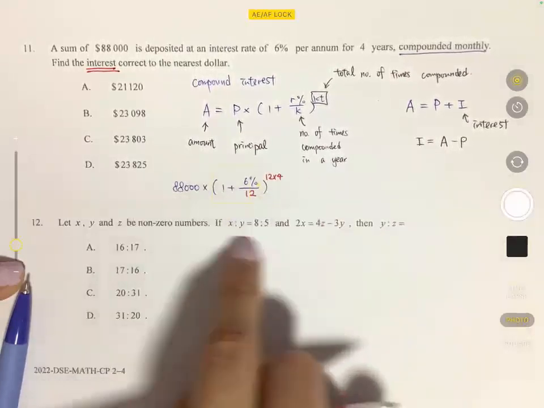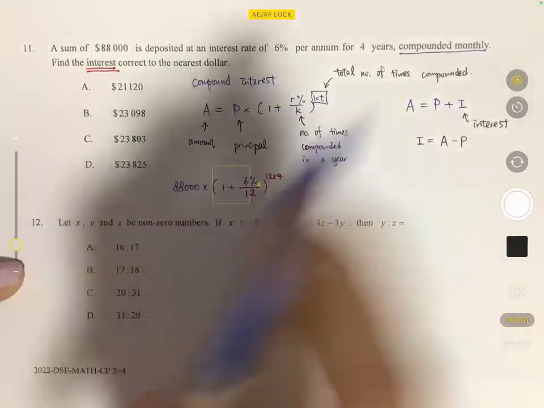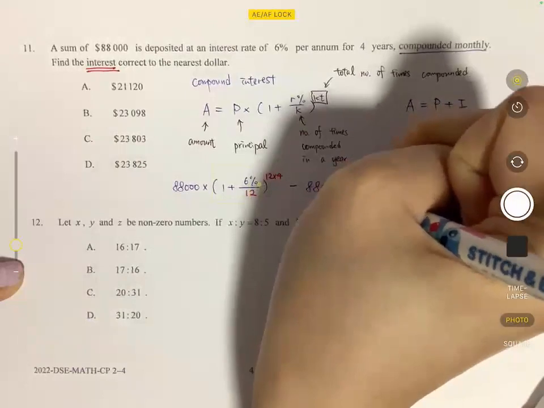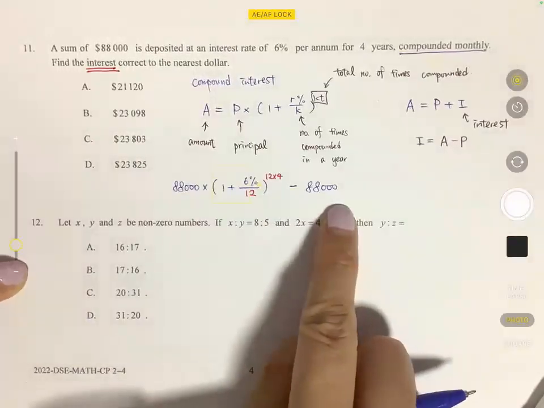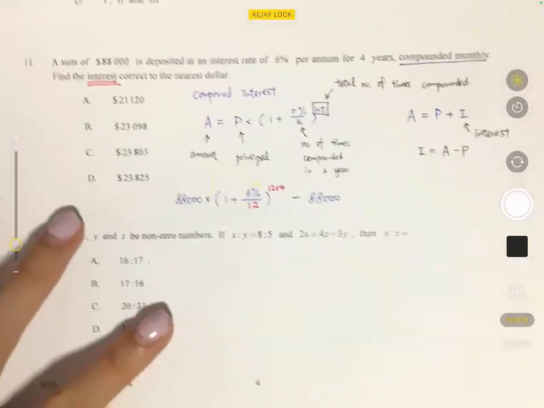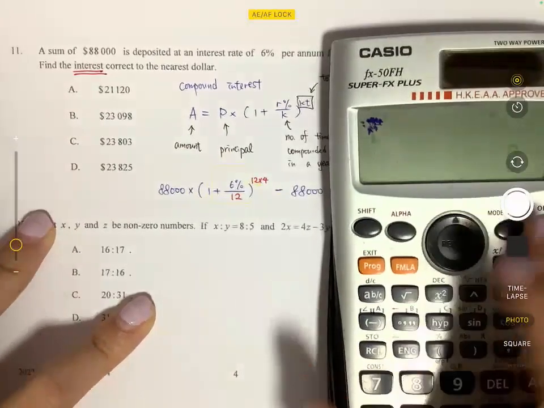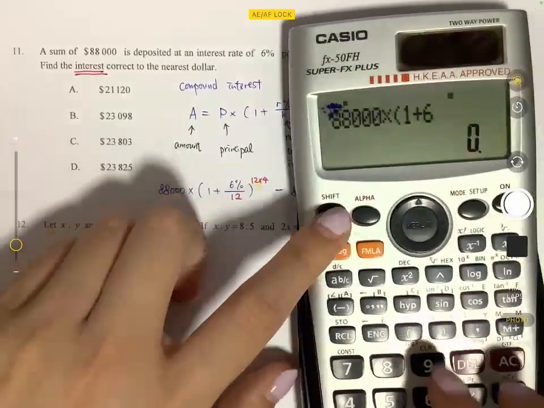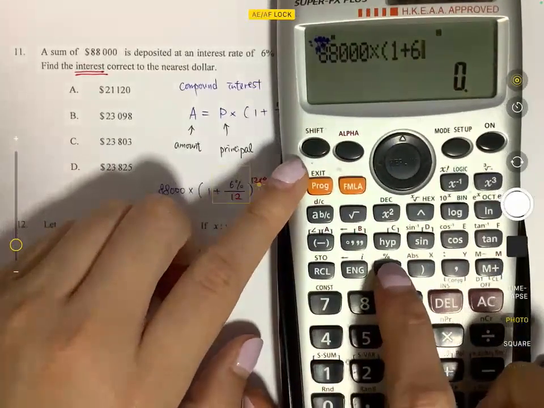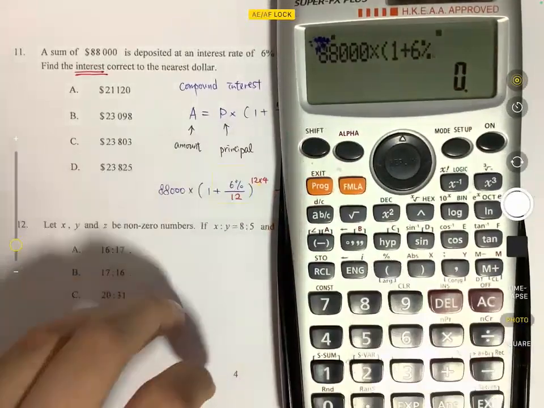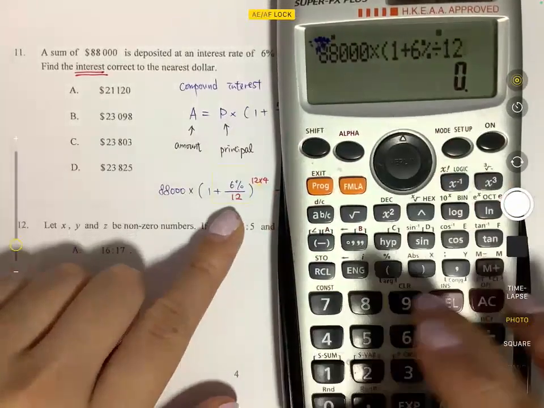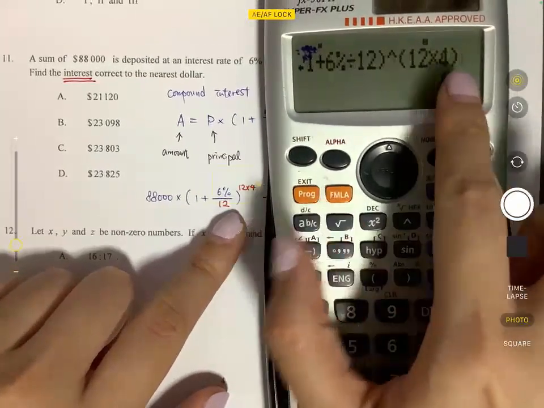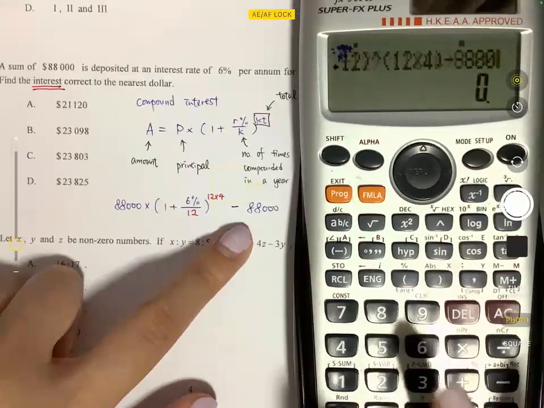So this part is the amount. After I get this number, I minus the original principal, the original money, which is 88000. Then we can use this formula to get the answer. So let's do it together. 88000 times bracket 1 plus 6%. Do you see the percent sign? It's on top of the bracket here. So shift, open bracket, you can see percent. And then over 12, close bracket, to the power 12 times 4. Remember to close the bracket first for the power. After that, we minus 88000 again.